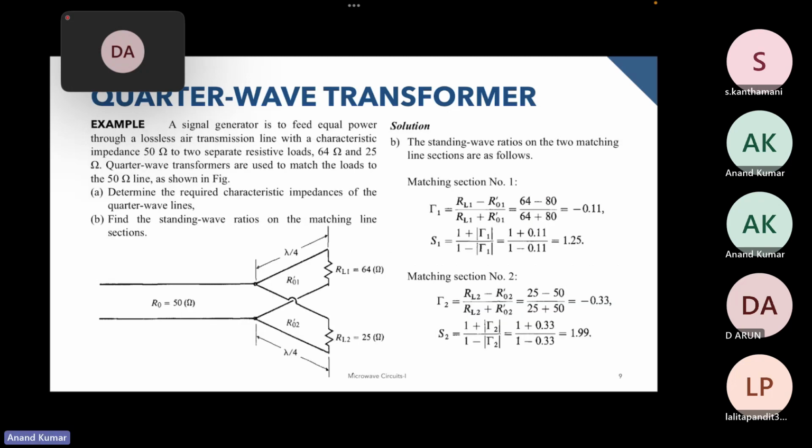Then the second part was to find the reflection coefficient and the VSWR, essentially the VSWR, and to do that we needed the reflection coefficient. So we calculated that as well. These are formulas that are already known to us.